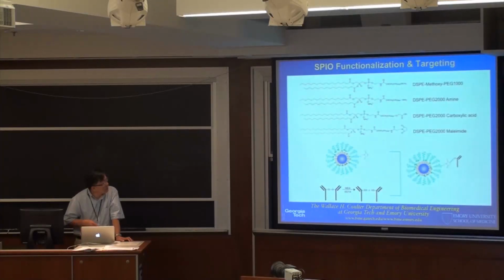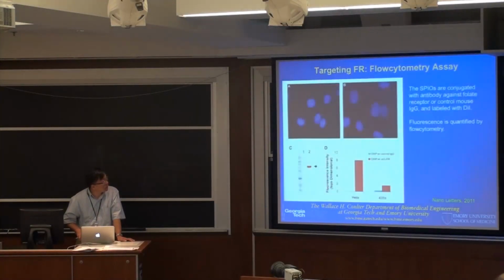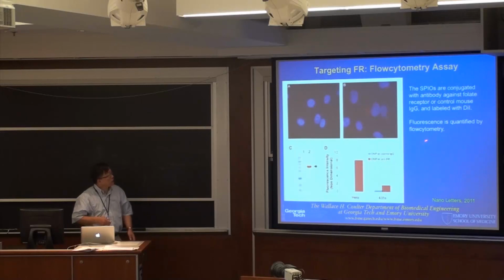We can functionalize them, because in doing the coating, you can use functionalized PEG. Then we can conjugate half of the antibody to the surface of the iron oxide nanoparticle as a way to do targeting. Of course, we can also conjugate targeting peptide for specific cell surface receptors. Let me skip all that. If you want to target tumor cells, one of the targets is folate receptor. So we can conjugate an antibody to target the folate receptor.